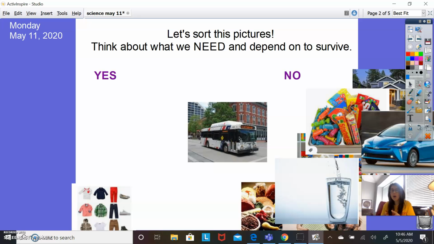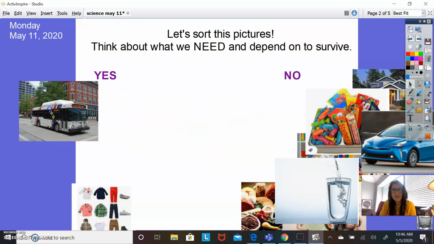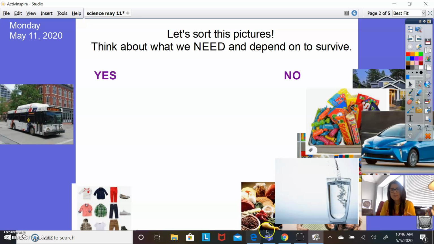Maybe we might be able to walk to places if they're close enough, but what if we have to go further away? So I'm going to say, yes, we do need that. Some of us that might not have a car, we need some form of transportation. So let's go ahead and put that under yes. We'll just stick it over here.